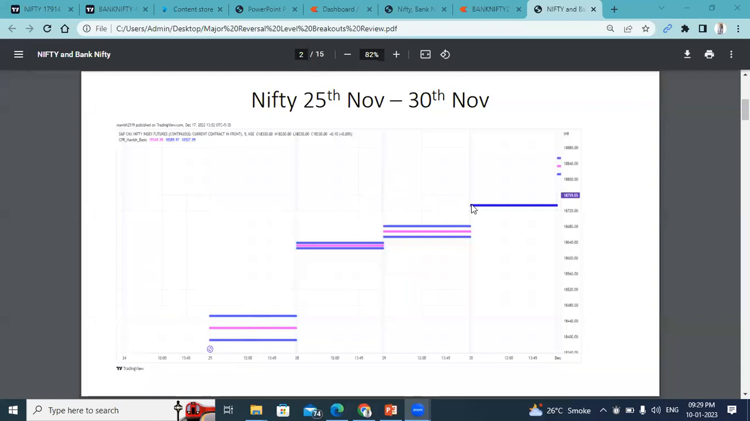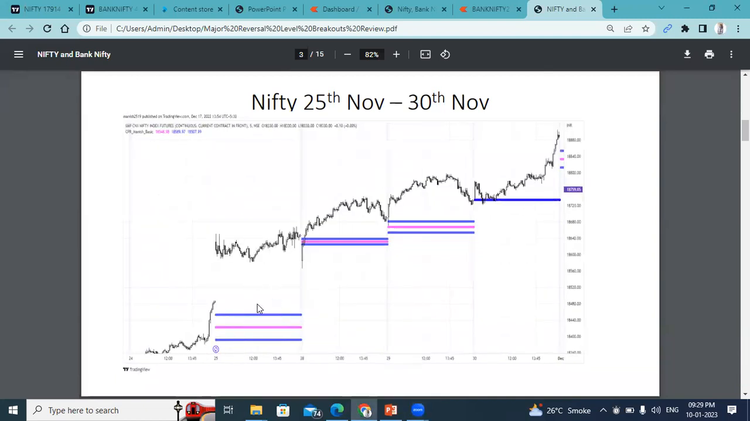And look at the fourth one. Fourth one is a tight CPR. Okay, now see what happened. On 25th November, you can see gap up opening. After gap up, the day was sideways. Even after gap up, it went sideways. And see what happened on 30th. From first candle till last candle, you can see it was a trending day.